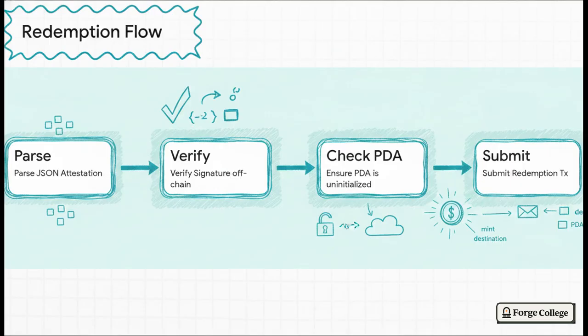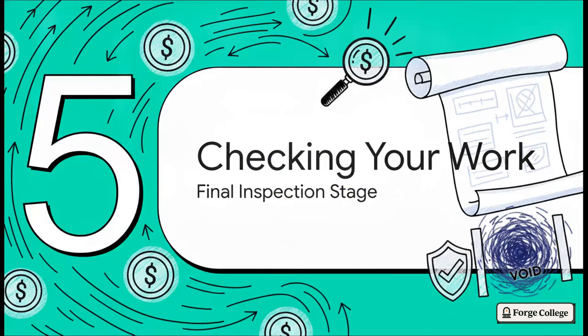Putting it all together, we get the exact logical flowchart our TypeScript client must execute using Solana's web3.js before it mints a single token. Step 1. Parse the JSON attestation. Step 2. Verify the signature mathematically off-chain. Step 3. Query the network to check that our PDA is completely uninitialized. And finally, Step 4, the grand finale, construct and submit the redemption transaction, passing in the mint, the destination, and that PDA guard.